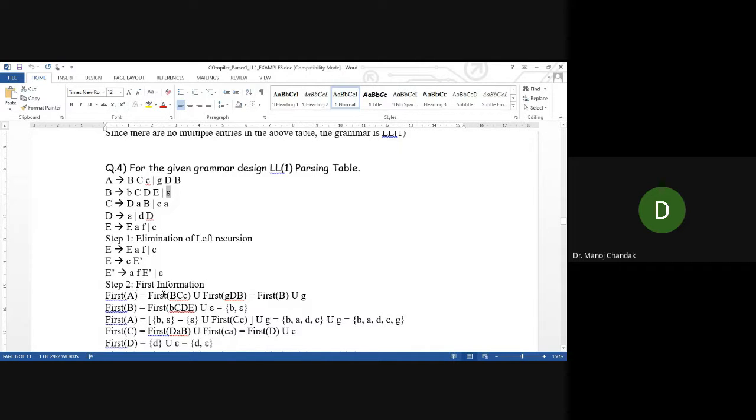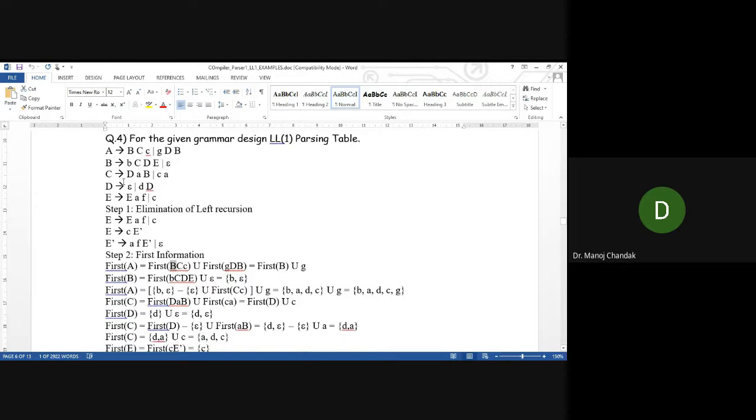So first of A is nothing but first of BCC union GDB. That is first of B union G. First of B is this union this. Okay. So now first of A is nothing but B epsilon minus epsilon union first of CC. Why we did this rule? Is it clear? We are doing this rule because this B first is containing epsilon. So we'll have to move further.